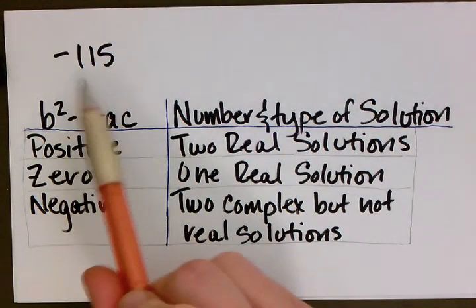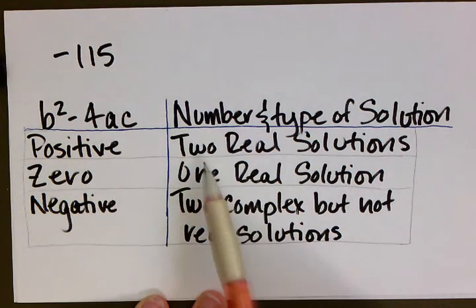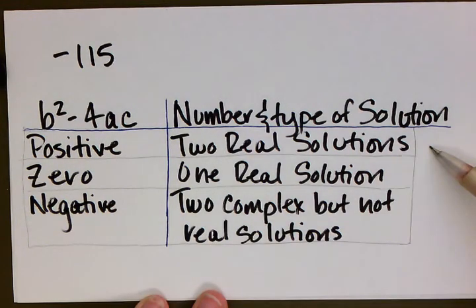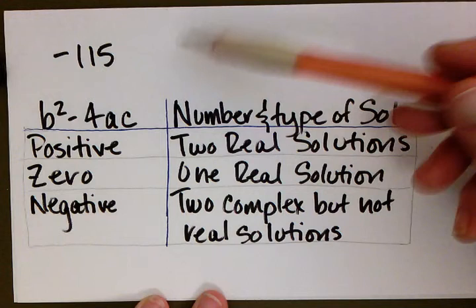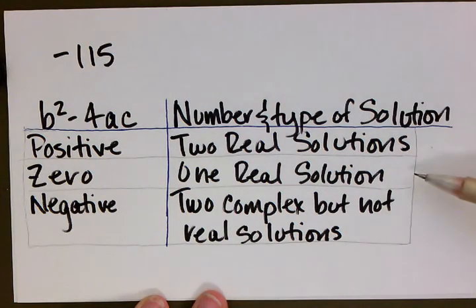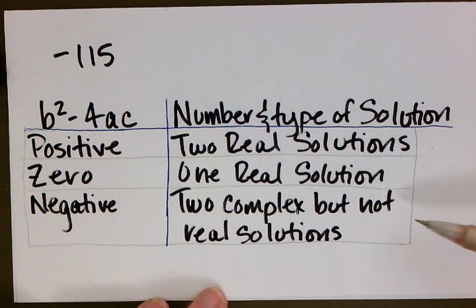If we have a positive answer, that means we're going to have two real solutions. If we get 0 for our answer, that means we have one real solution. And if our answer comes out as negative, that means we have two complex but not real solutions. So because our answer was negative 115, that means our answer was negative. So the number and type of solutions for this quadratic equation is two complex but not real solutions.